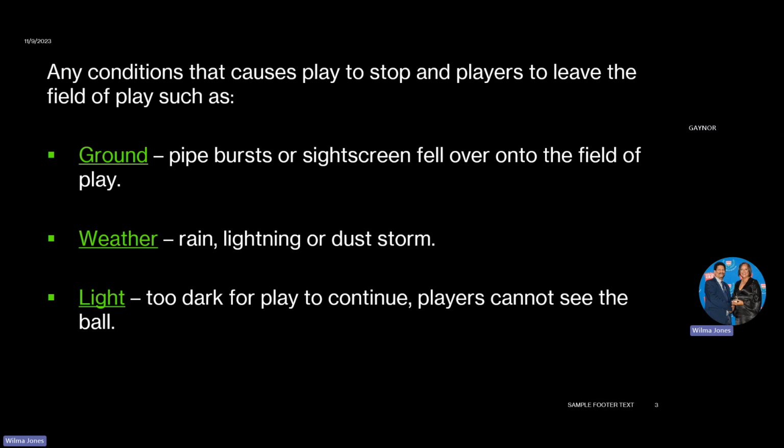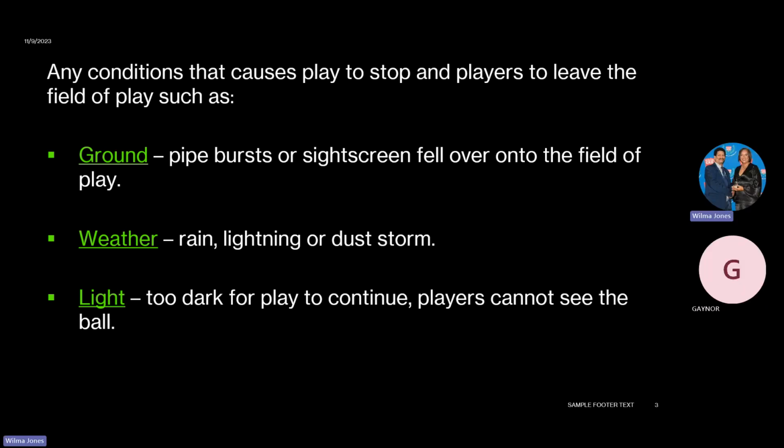Right, so what is ground, weather or light? Any conditions that cause play to stop and players to leave the field of play. So in terms of ground, we can look at pipe bursts or a side screen which has fallen over onto the field of play. And of course, those are quite heavy, so would need some time to sort out. So of course, players would leave the field of play instead of carrying on. In terms of weather, we're looking at rain, lightning, or dust storm. And in terms of light, when it is too dark for play to continue and players cannot see the ball.